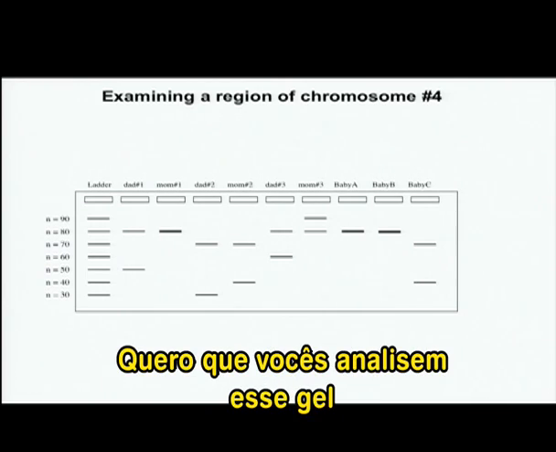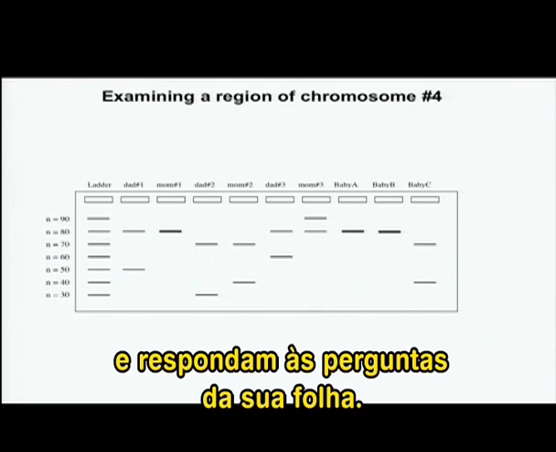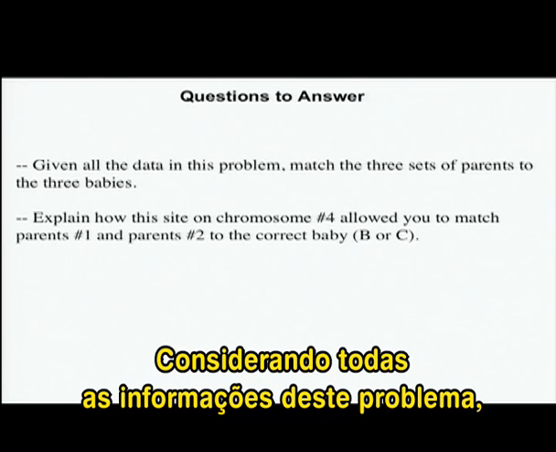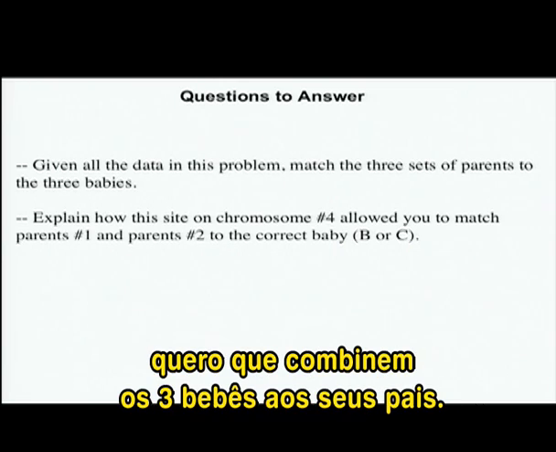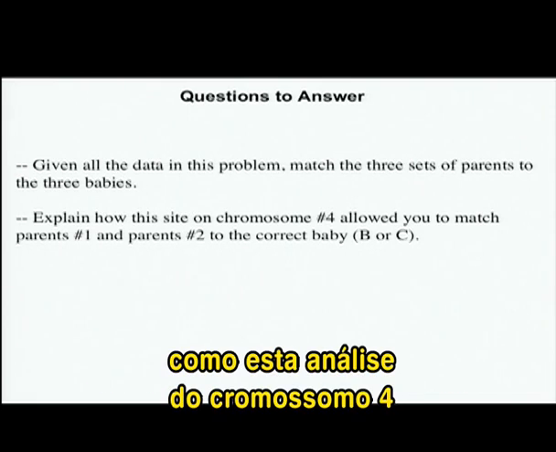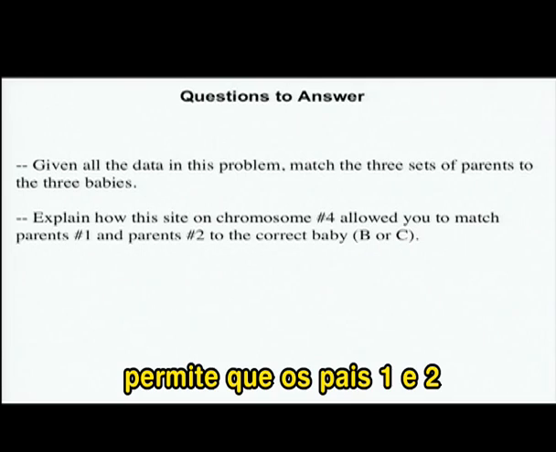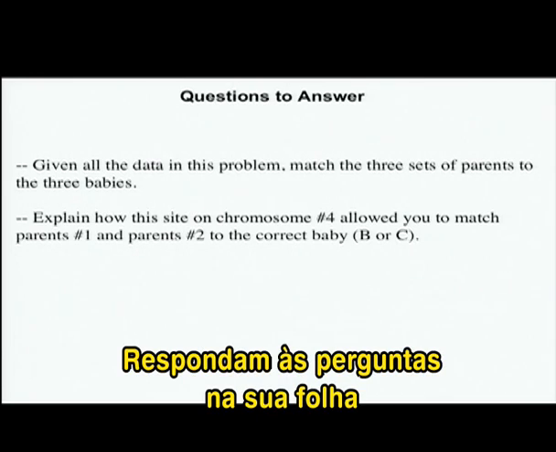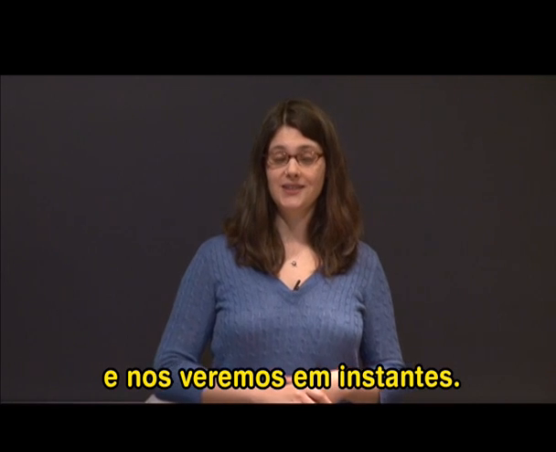What I'd like you to do now is analyze this gel and answer the questions you see on your worksheet. Those questions are shown here. Given all the data in this problem, I want you to match the 3 sets of parents with the 3 babies. Then I also want you to explain how this site on chromosome 4 allowed you to match parents 1 and 2 with babies B and C. So you can work on these questions on your worksheet, and I'll see you when you've got those answers.